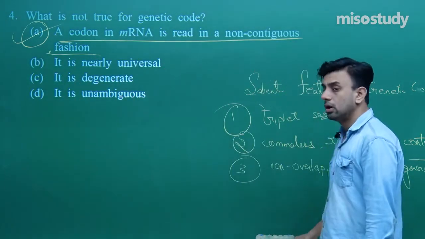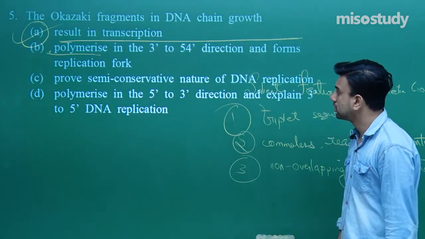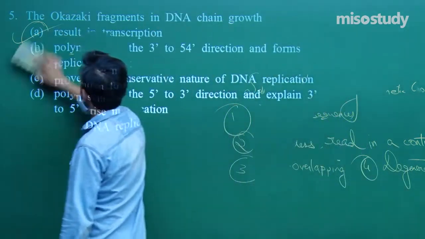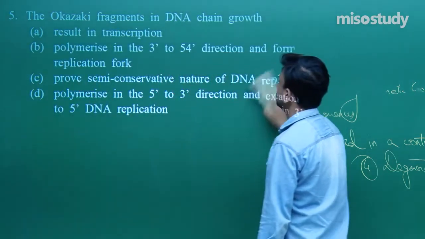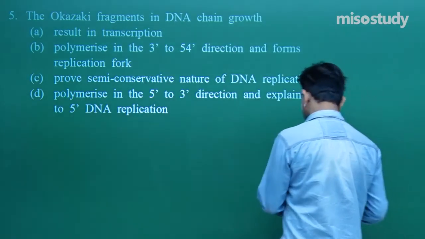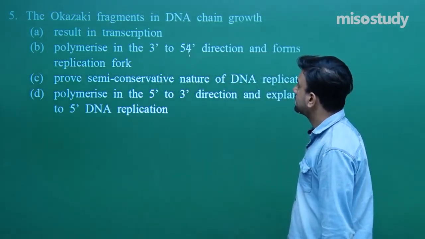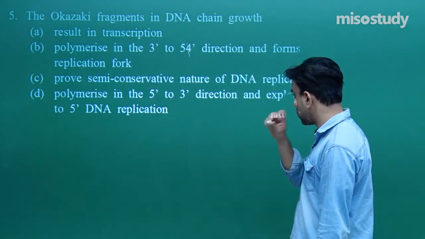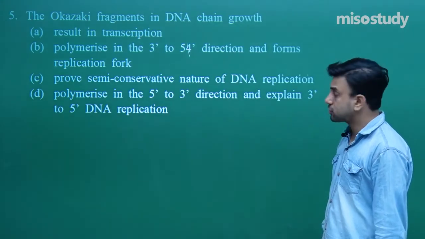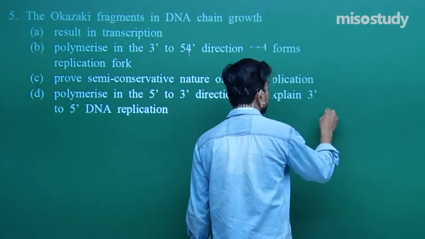Okay, we move on to the next question, the Okazaki fragments in DNA chain growth, right. So what we see here: result in transcription, polymerize in the 3' to 5' direction and form the replication fork, prove semi-conservative nature of DNA replication, and polymerize in the 5' to 3' direction and explain the 3' to 5' direction. Now what are the Okazaki fragments?